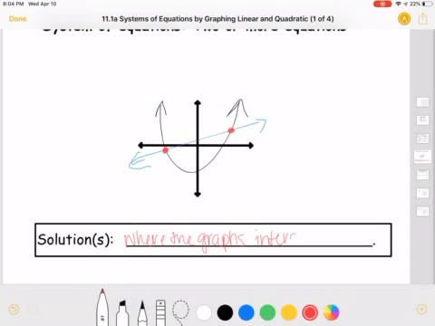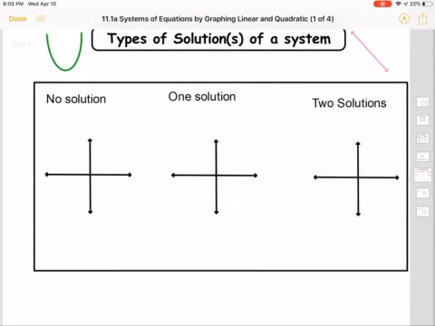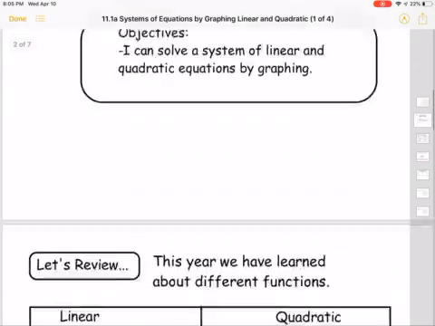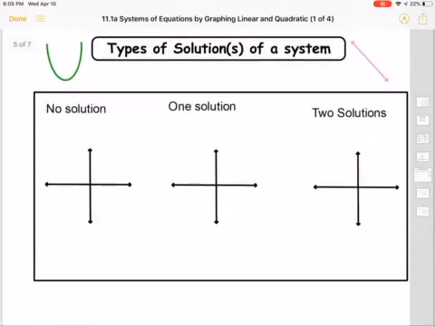And we write our solution points as ordered pairs, so as x and y ordered pairs. So let's look at a couple of examples. Before we get to that, there are a couple different types of solutions. We actually have 3 different types of solutions to a system of linear and quadratic equations.